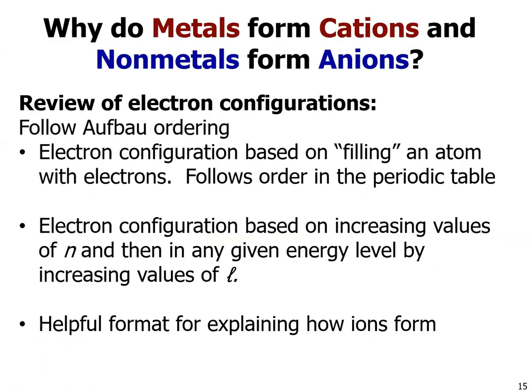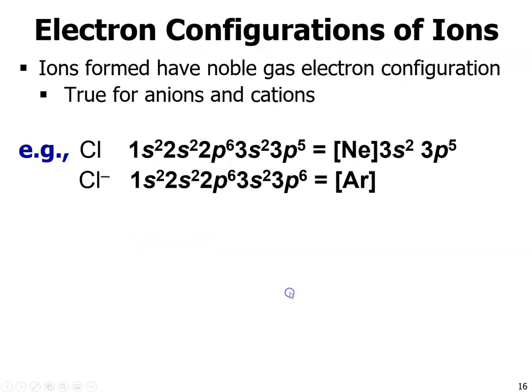So now we have a little bit more information regarding why metals form cations and nonmetals form anions. It really comes down to the Aufbau principle and electron configuration. One of the big things is that this n value, the principal quantum number that describes the shell, the size of the shell for the electrons, is going to be really important. So let's look at an example of chlorine. Here we have the electron configuration written out, and we can also simplify this as the noble gas configuration.